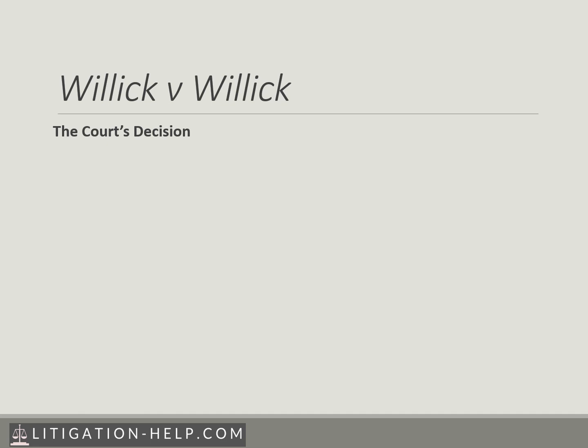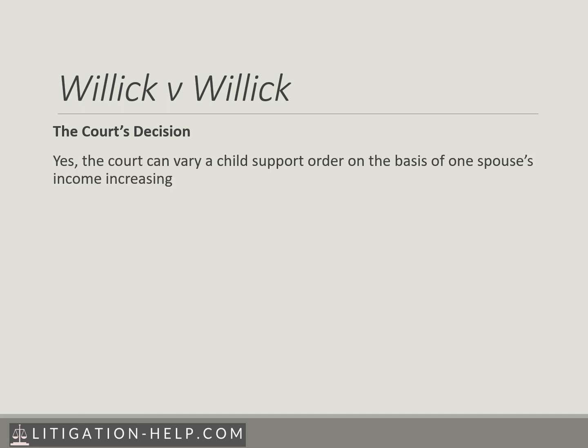So in the end, the Supreme Court ruled that yes, the trial judge was correct in holding that a variation of a child support order could be granted on the basis that one of the parents' incomes had increased. They set aside the Court of Appeal's decision and restored the trial judge's decision, and in the end, the variation was granted, and the payments from the father to the mother changed from $450 per child per month to $850 per child per month, as the trial judge had originally held.